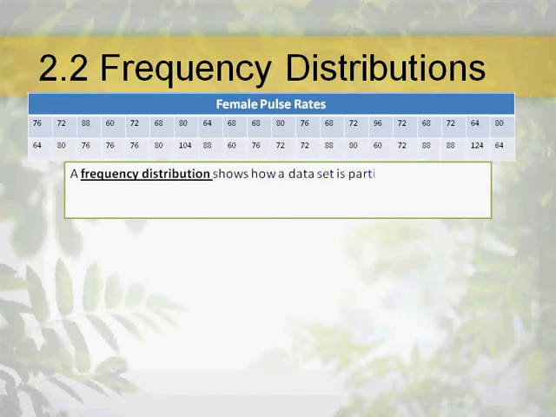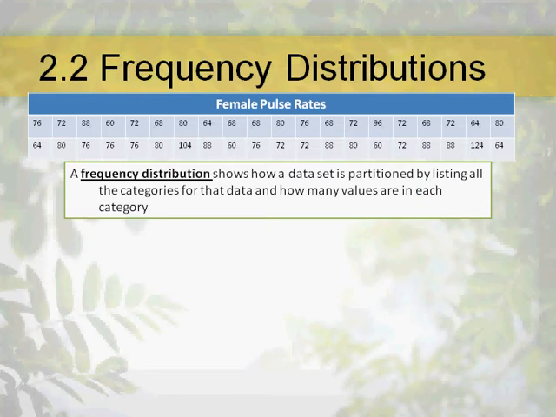Consider this table of data. With a quick glance, it is difficult to tell if a lot of the women surveyed have pulse rates in the 70s, 80s, 90s, 100s, etc. A frequency distribution is a way of grouping data into more manageable categories so that basic information can be read from it quickly.